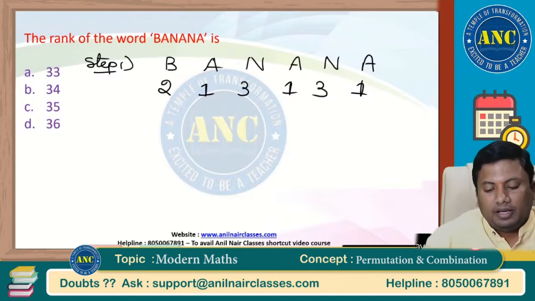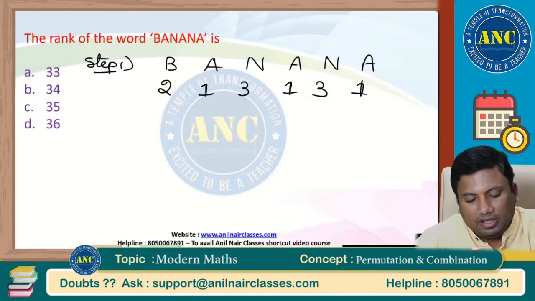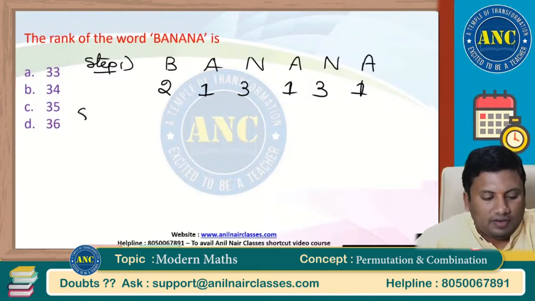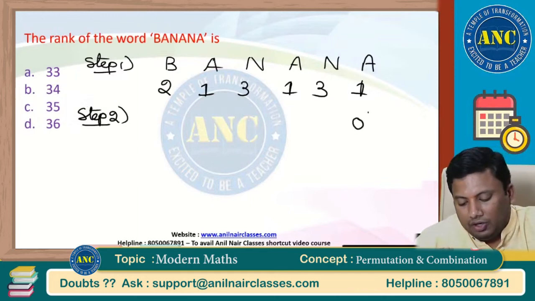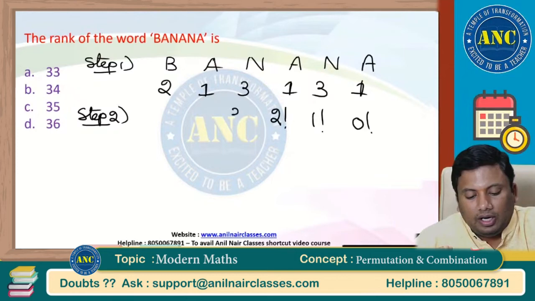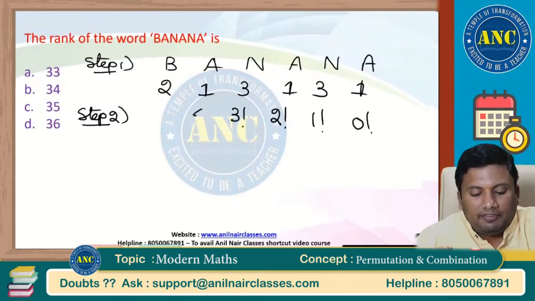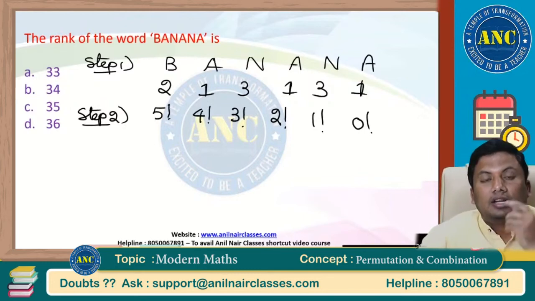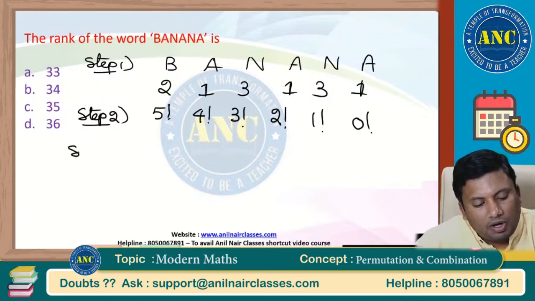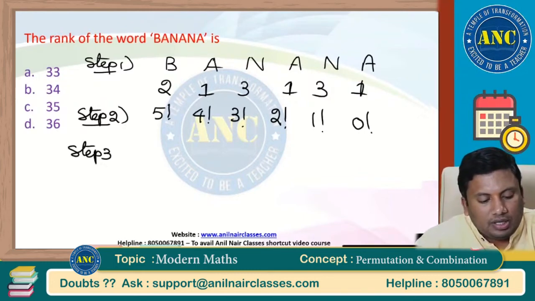The first step remains the same: 2, 1, 3, 1, 3, 1. Step number 2. Write down factorials starting from 0: 0 factorial, 1 factorial, 2 factorial, 3 factorial, 4 factorial and 5 factorial. Only a small change will be there in step number 3.